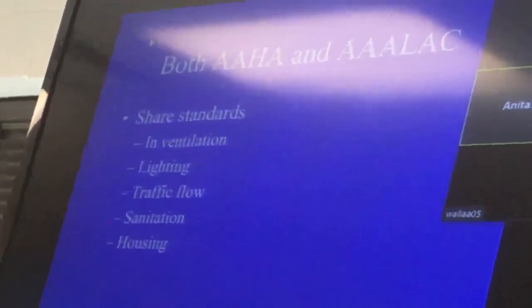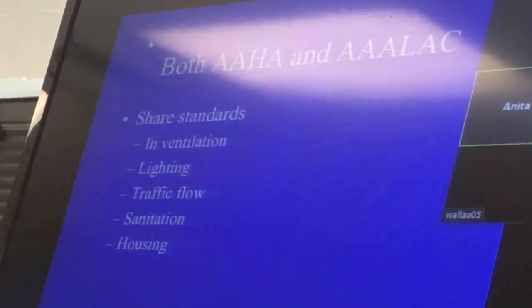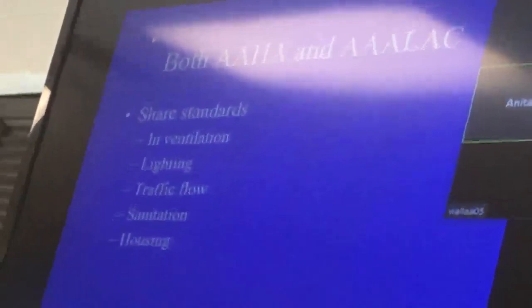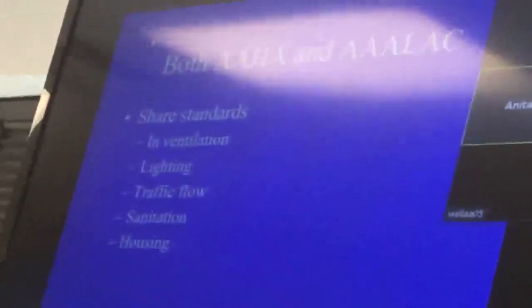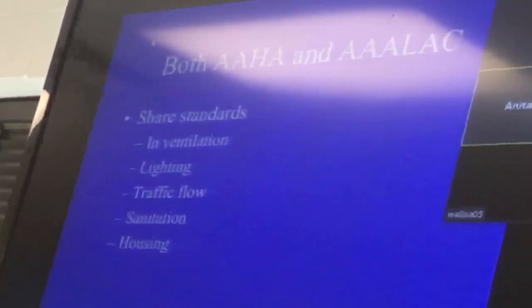Traffic flow, very important. Facility design is one thing, but how you move within that facility, the flow of traffic, the flow of materials, the flow of clean and dirty materials, is an important component of facility design. It must be thought of as you're laying out the facility. We'll come back to that at some point.